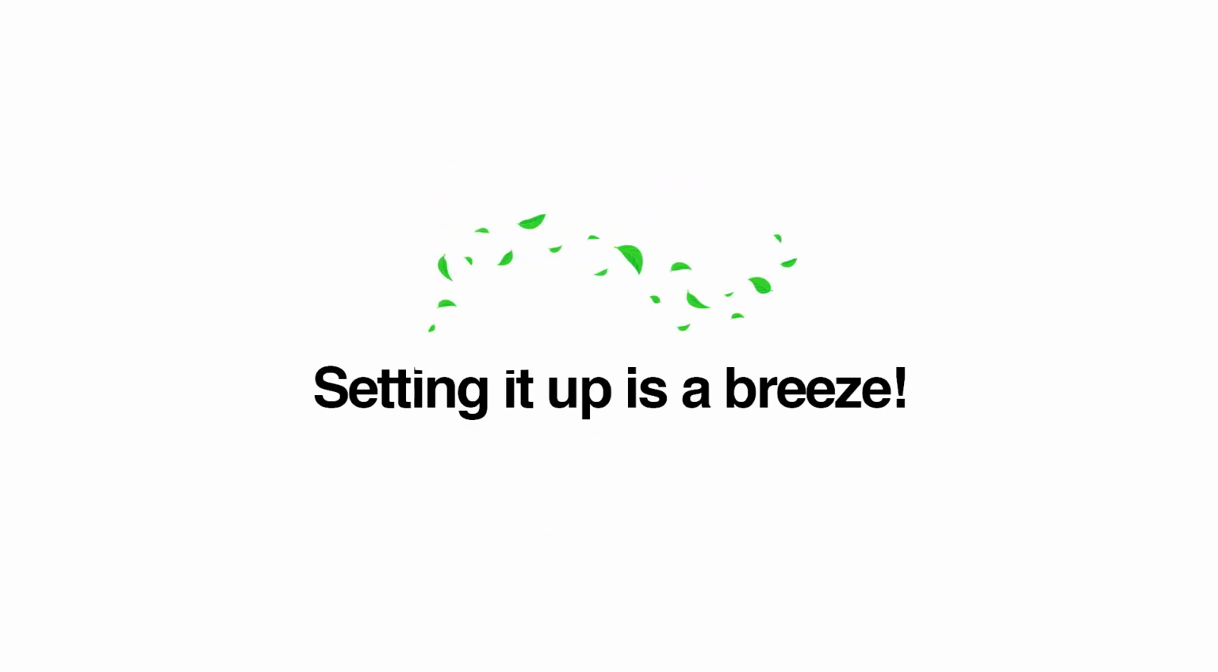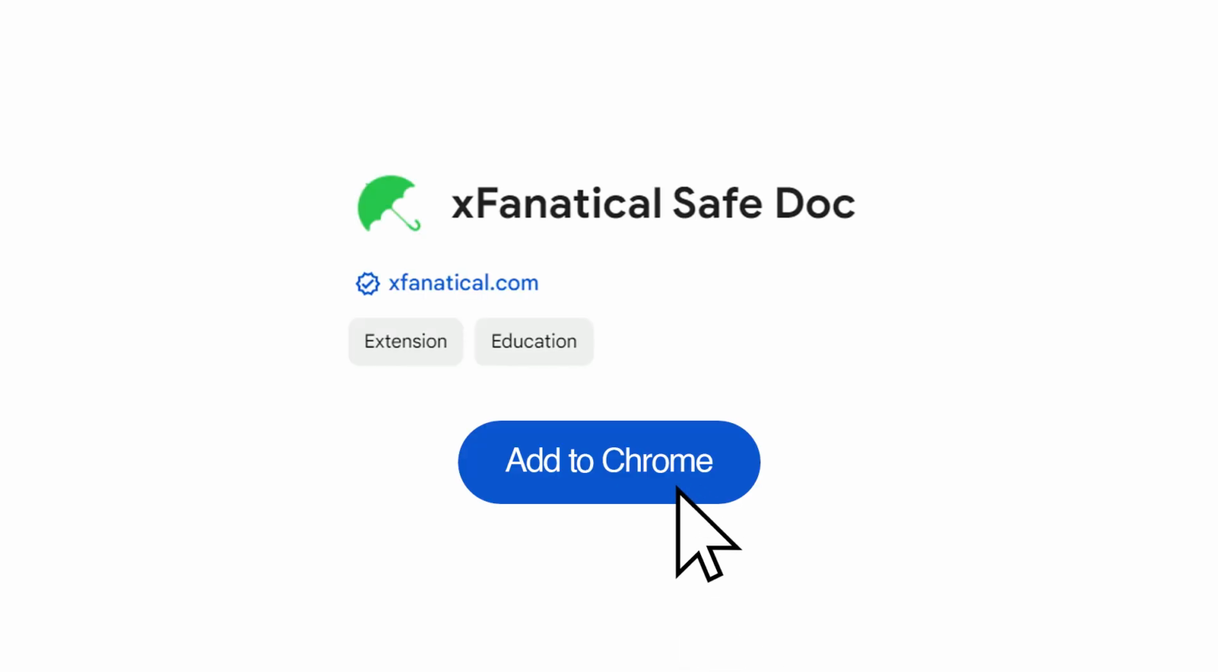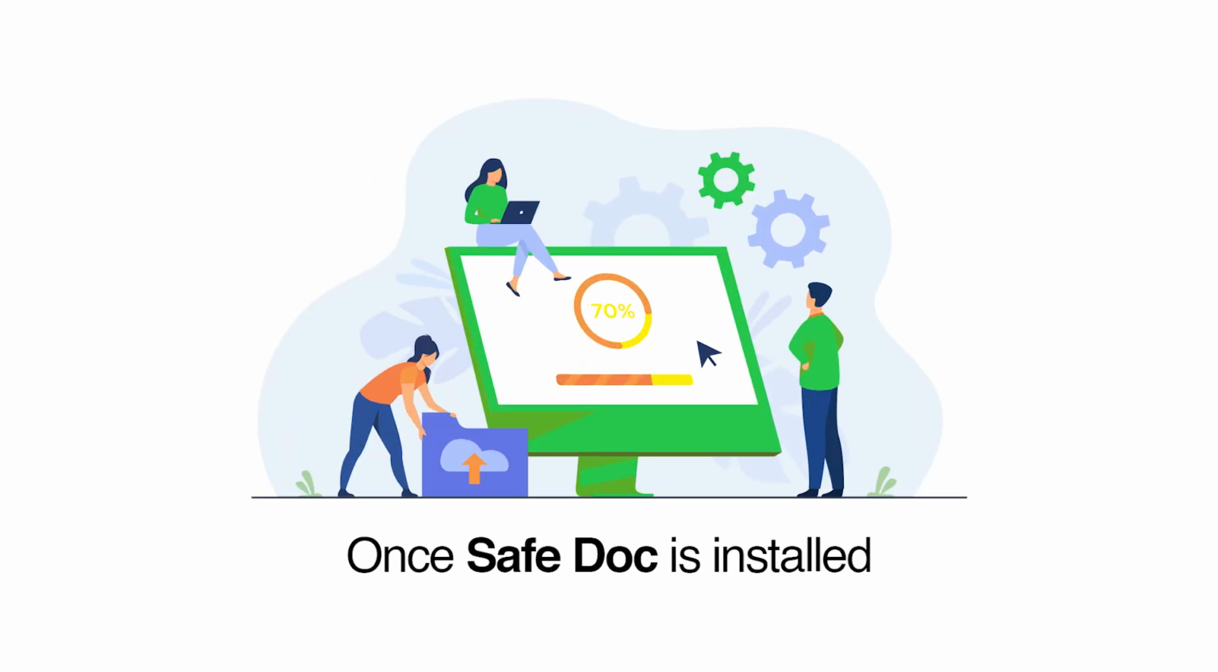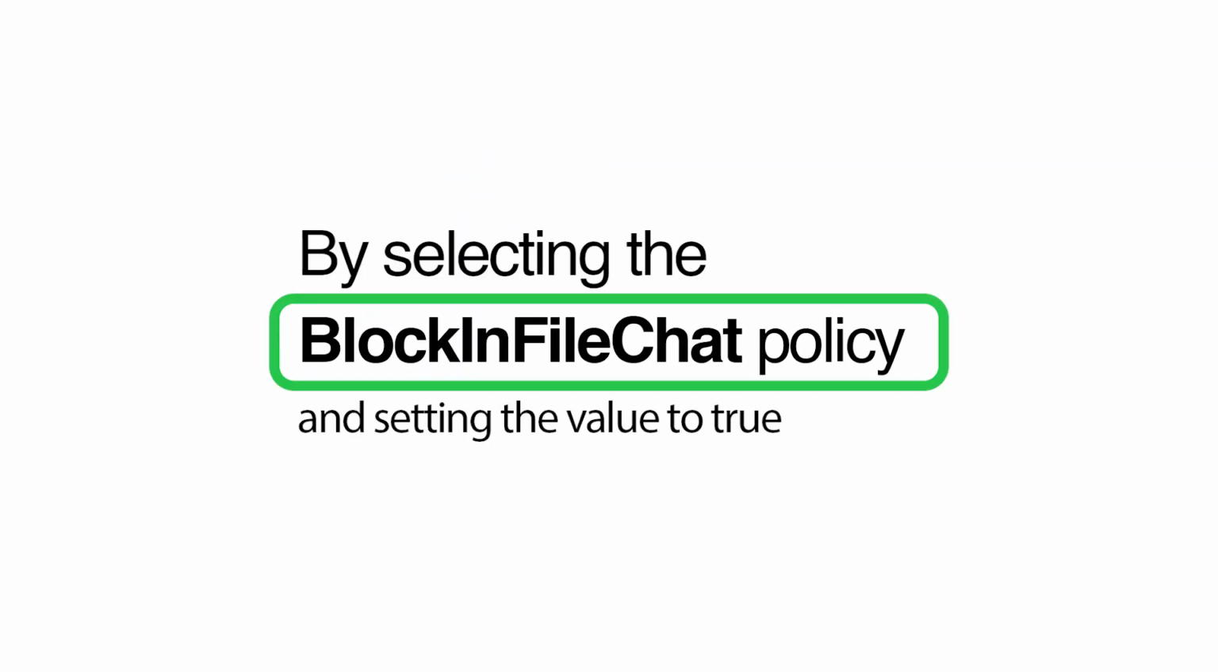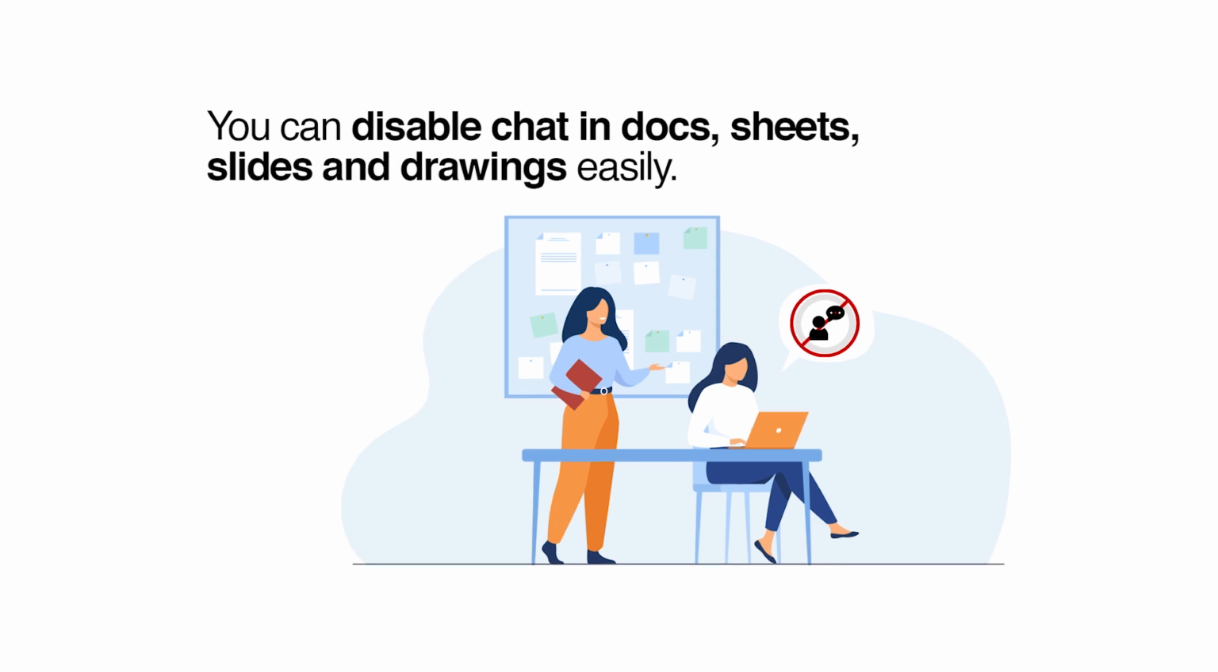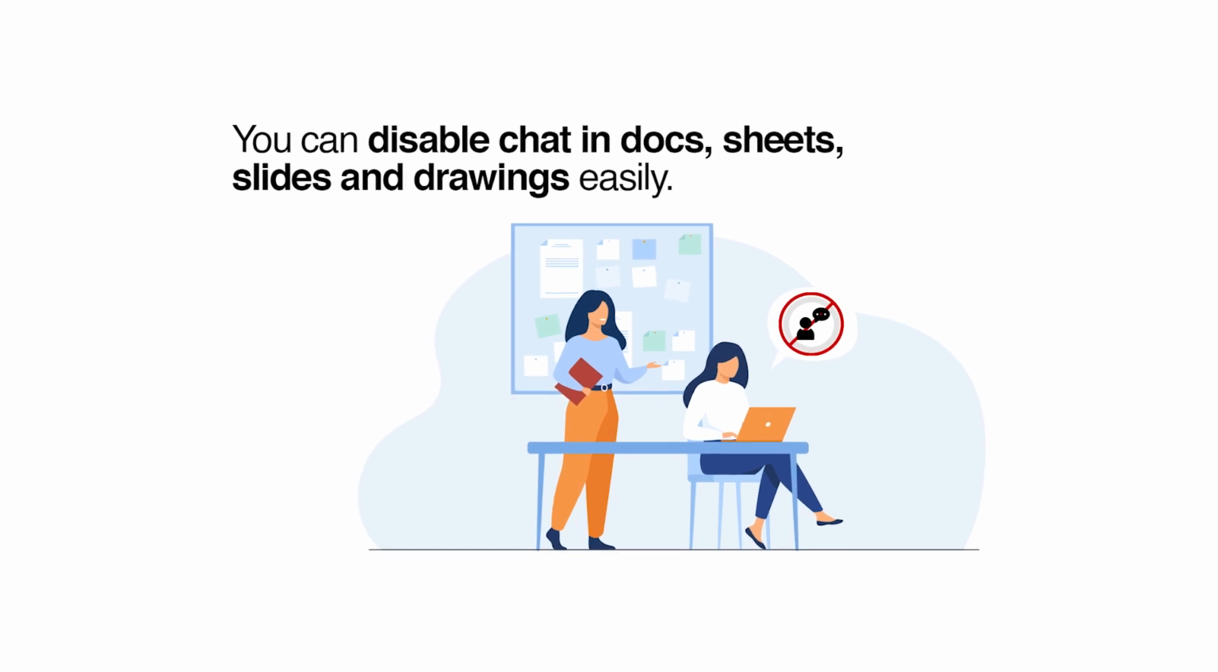Setting it up is a breeze. Go to Chrome Web Store page, search for Safe Doc, then click Add to Chrome to add this extension. Once it is installed, by selecting the block in-file chat policy and setting the value to true, you can disable chat in Docs, Sheets, Slides, and Drawings easily.